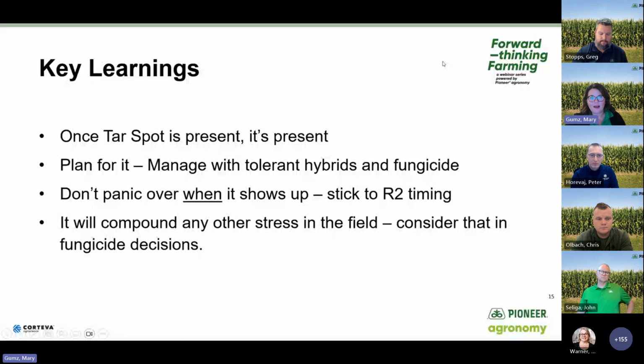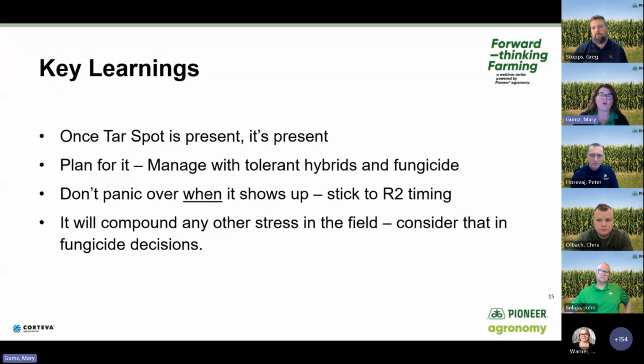So just to cap off the key learnings, once tar spot is present, it's present. You guys have it now. It's not going to go away. It's present in the crop residue of enough fields that it's probably going to be present on your farm. But you can plan for it. You can manage it with tolerant hybrids and fungicide. Don't panic over when it shows up. Stick to that R2 timing for grain or tassel timing for silage.